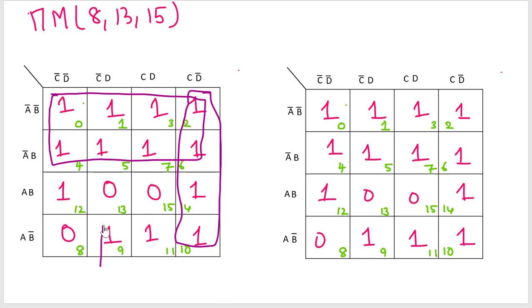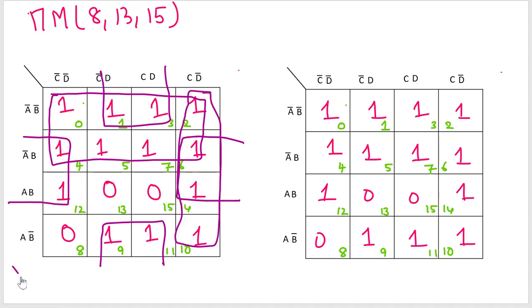And these 2 ones and these 2 ones as a quad, and these 2 ones and these 2 ones as a quad. So you have covered all the ones in the K-map. Now we'll try to write the expression. So if you take this octet first, C and D are eliminated. In this direction you are going to have Y equals A bar for this octet.